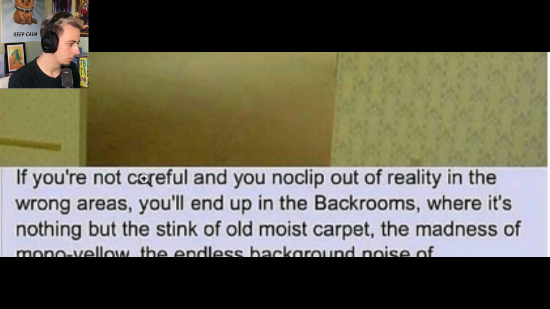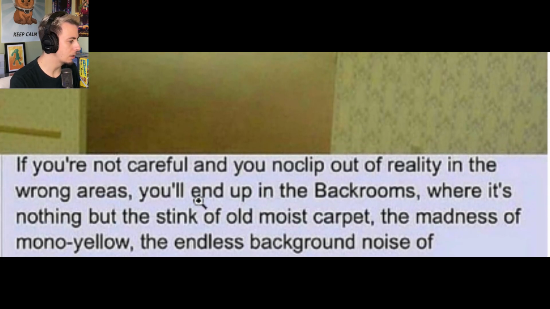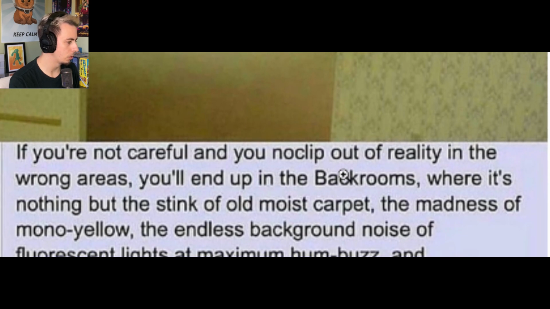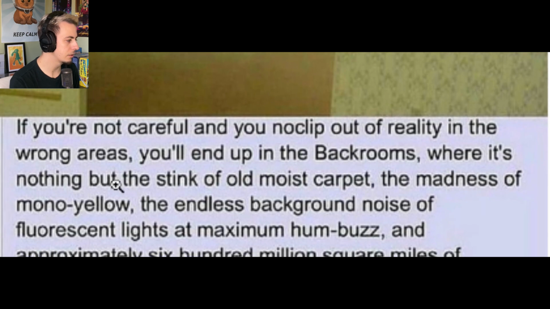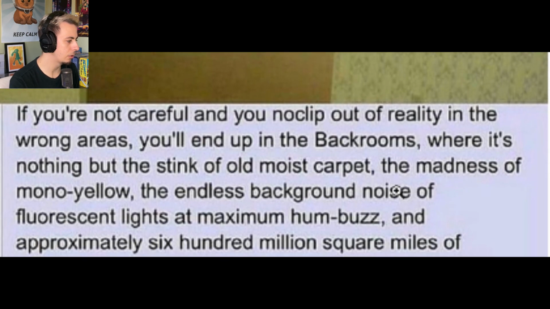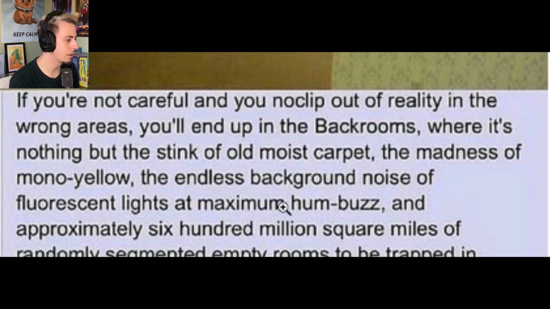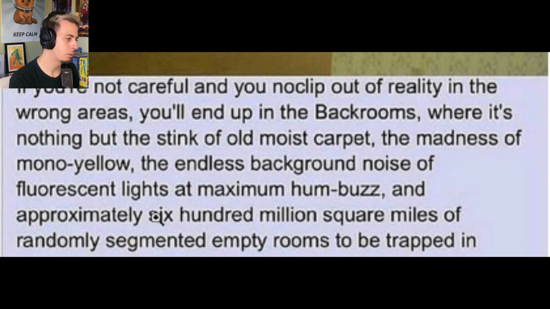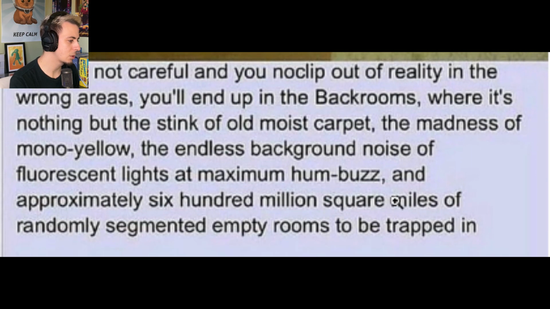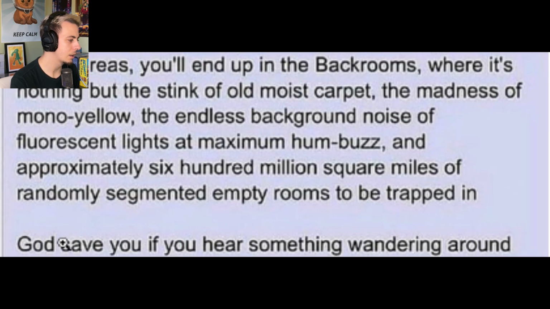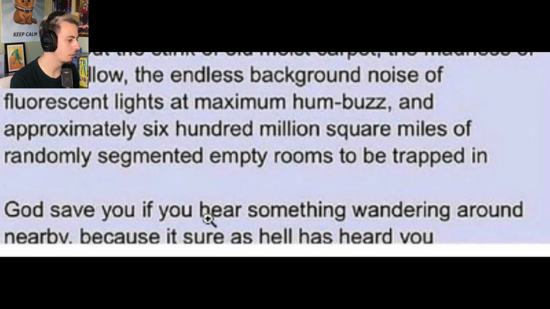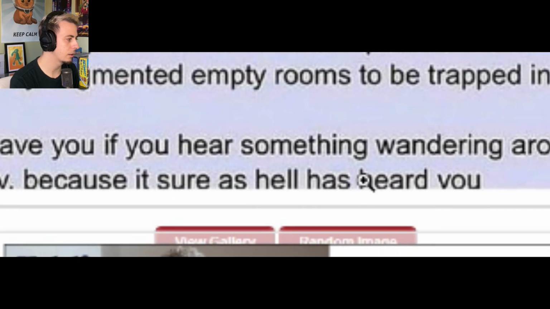If you're not careful and you no-clip out of reality in the wrong areas, you'll end up in the Backrooms, where it's nothing but the stink of old moist carpet, the madness of mono yellow, the endless background noise of fluorescent lights at maximum hum buzz, and approximately 600 million square miles of randomly segmented empty rooms to be trapped in. God save you if you hear something wandering around nearby, because it sure as hell has heard you.